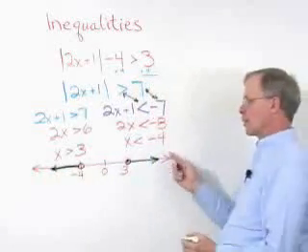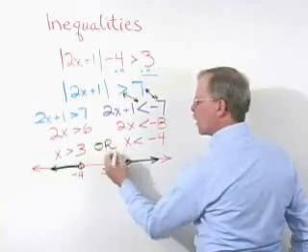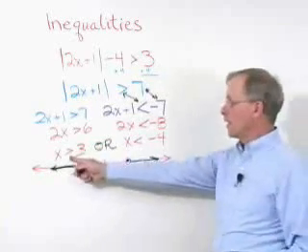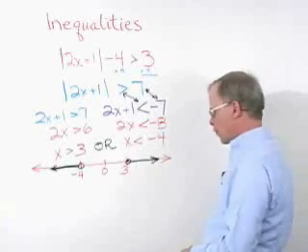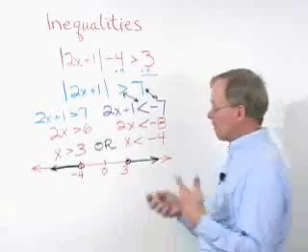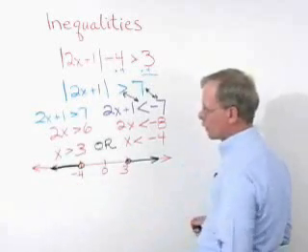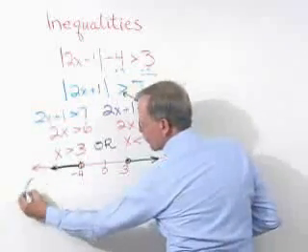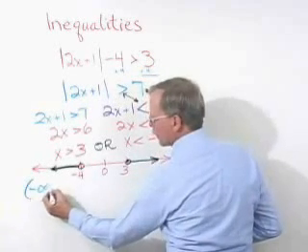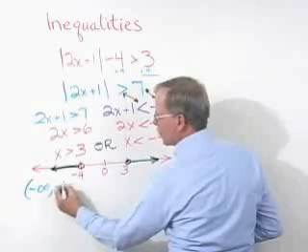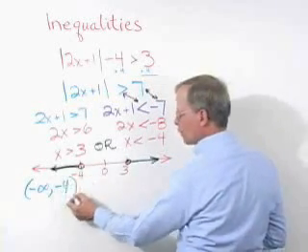We have our algebra solution. By the way, I guess we should put that or in there. It's either this or that. And then finally, we'll have to try and write the interval notation. We saw an interval notation like this in our first example. It's open end, negative infinity to negative 4. But this end is open, so we'll have to use parentheses there.